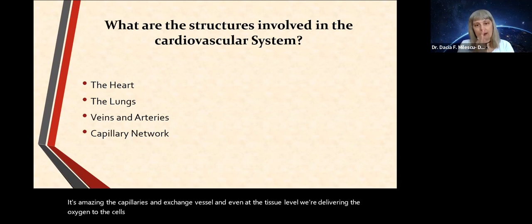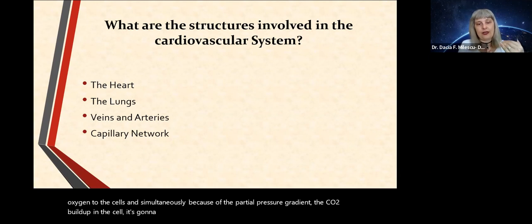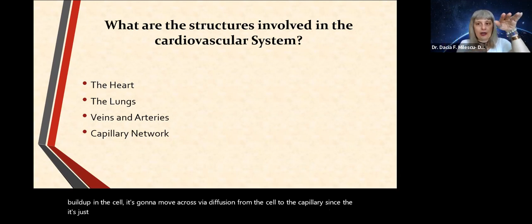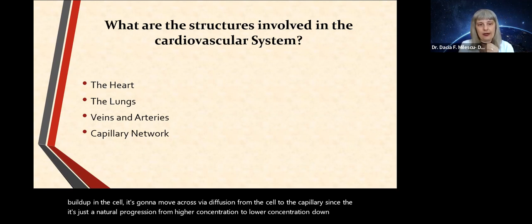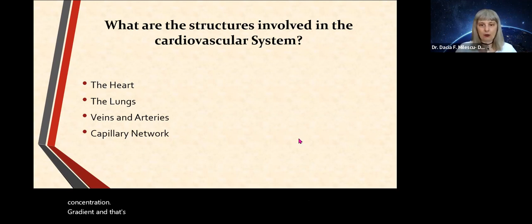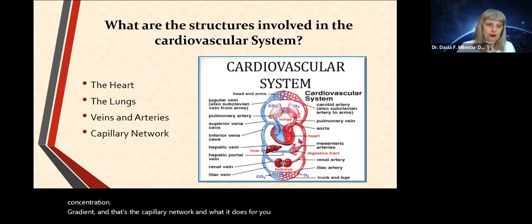cells, and simultaneously, because of the partial pressure gradient, the CO2 buildup in the cell is going to move across via diffusion from the cell to the capillary, since it's just a natural progression from higher concentration to lower concentration, down that concentration gradient. And that's the capillary network and what it does for you across all structures.